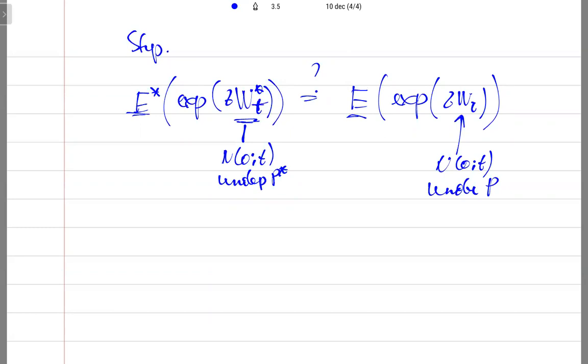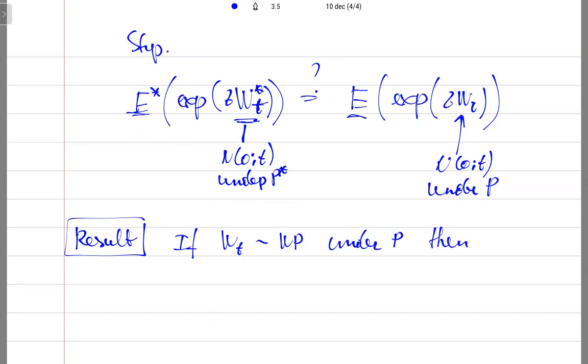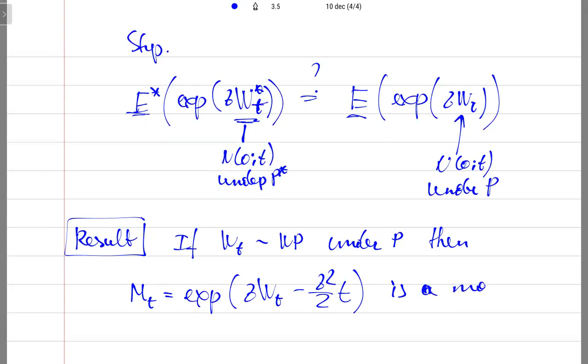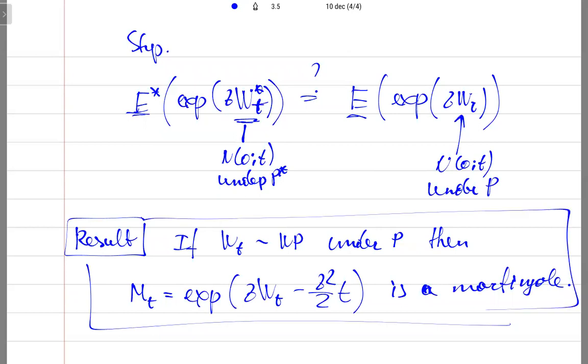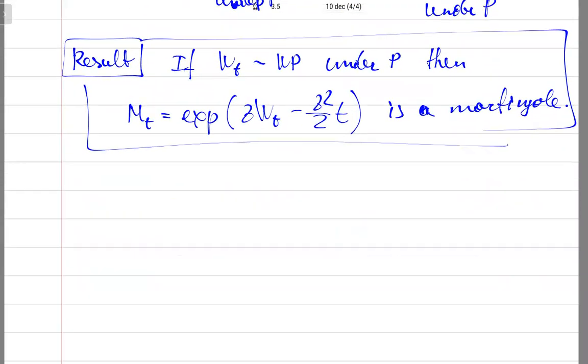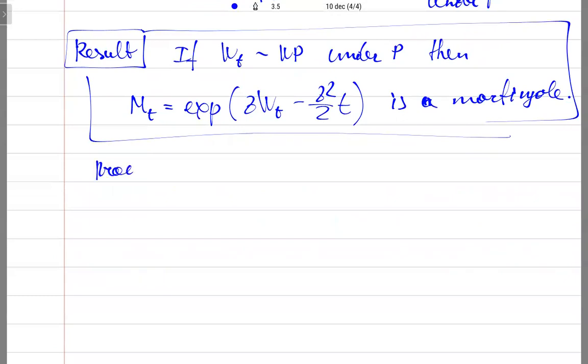Okay, so I will state the result. I'm using the following result: if W_t is a Wiener process under P, then M_t equal to exponent of sigma W_t minus sigma squared over 2 t is a martingale. So we have proven that result. It's not hard to prove it from zero. The proof is very easy.